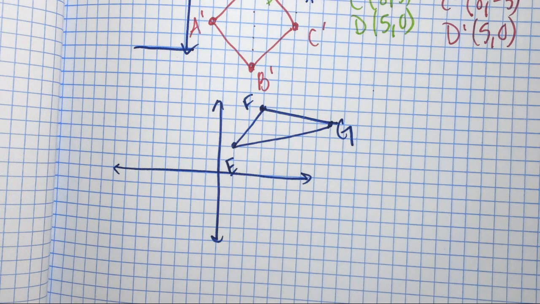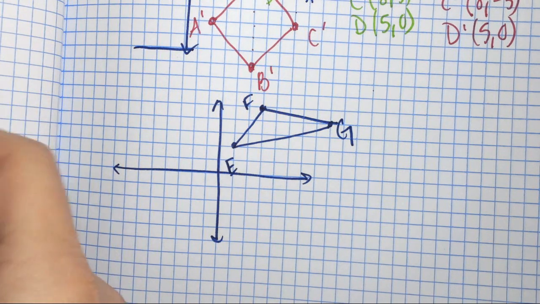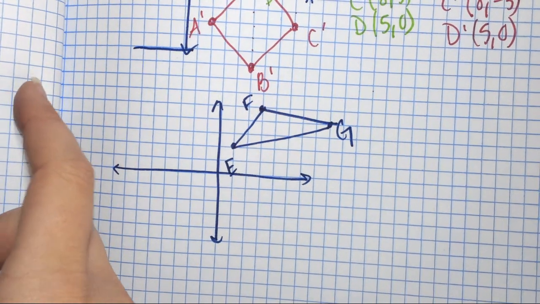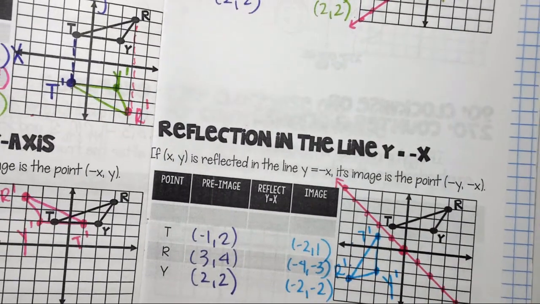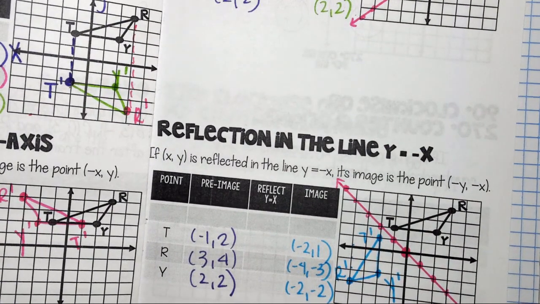So, now, does anybody have any questions on reflections? Do you understand how we get the new coordinates? Because all you have to do is what? Look at the notes and follow the rules.